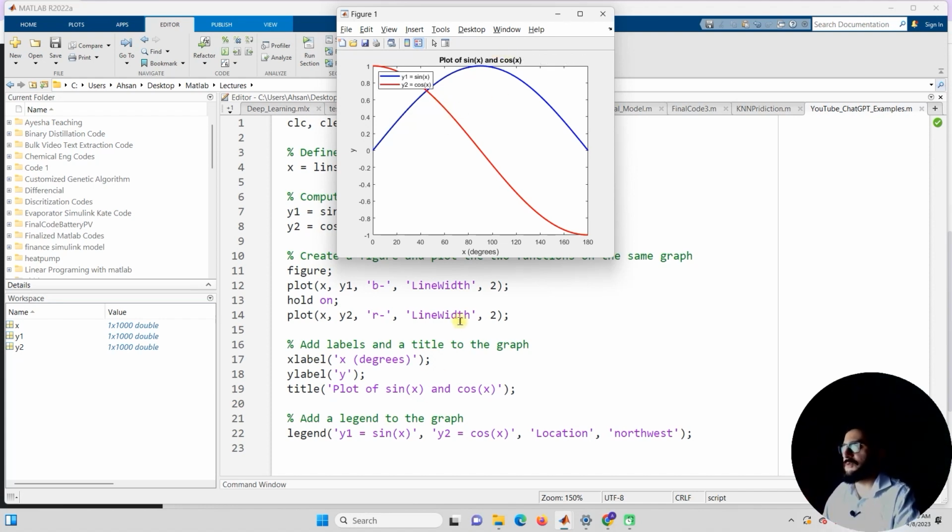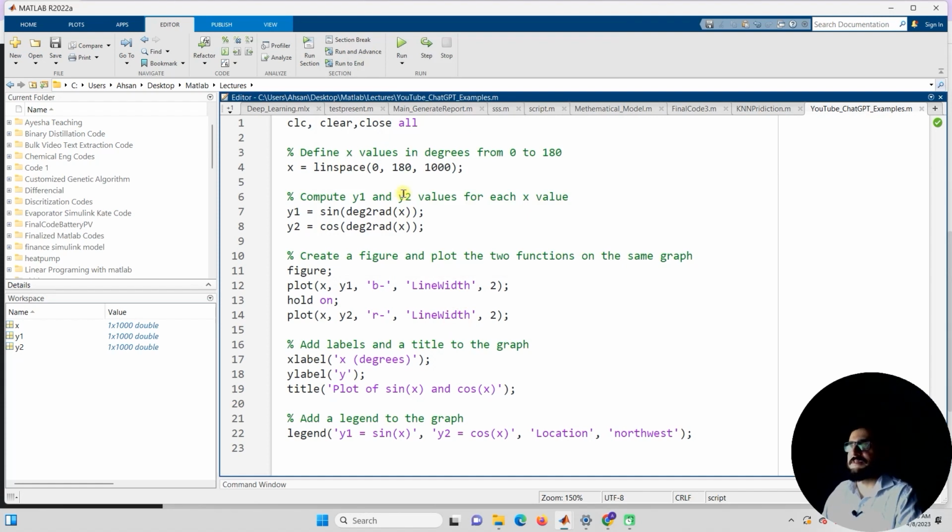So let's go to this code and break it down. First it uses linspace and generated values between 0 to 180 degrees. There are 1,000 values between 0 and 180 degrees. Then it defined what those y1 and y2 functions are. You see they defined sine and cos.